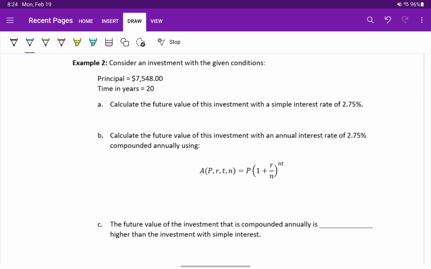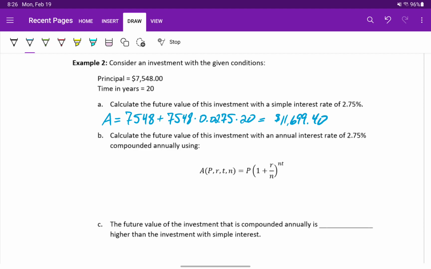And looking at another example, an investment with a principal of $7,548 and a time of t equals 20 years. We want to calculate the future value of this investment with a simple interest rate of 2.75%. So the total amount in that account would again be the principal of $7,548 plus the principal times that interest rate of 0.0275 times a time of 20 years would give us $11,699.40.